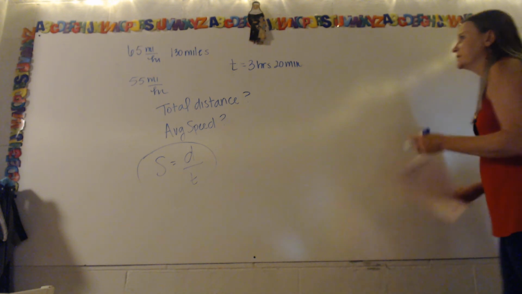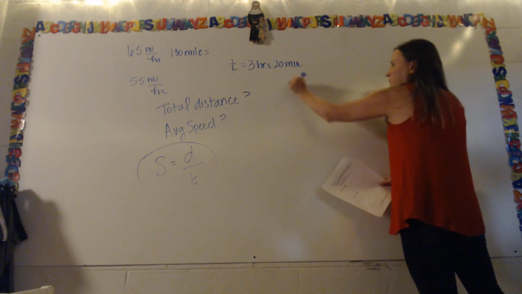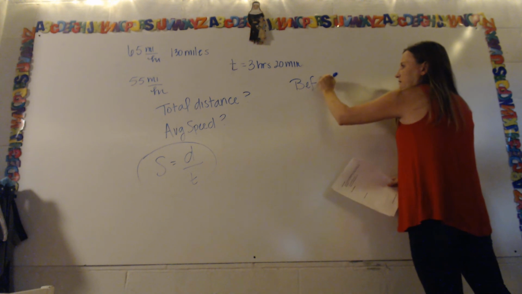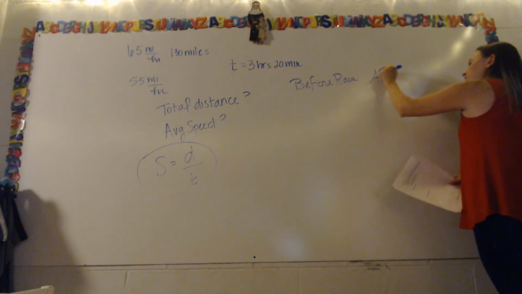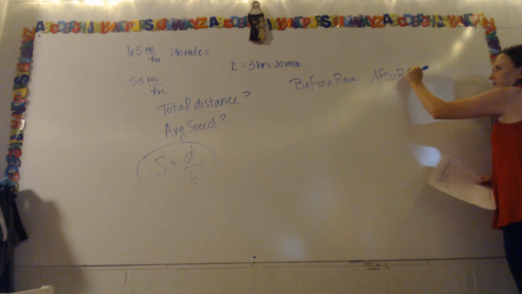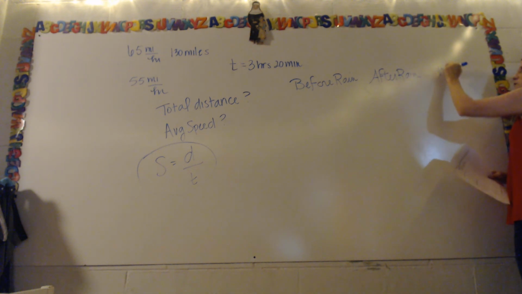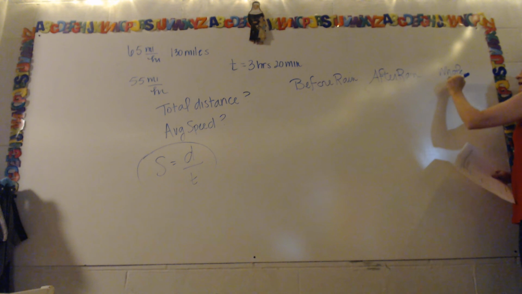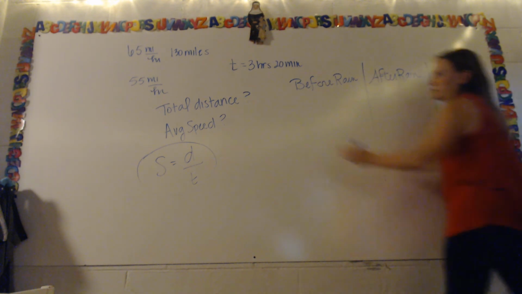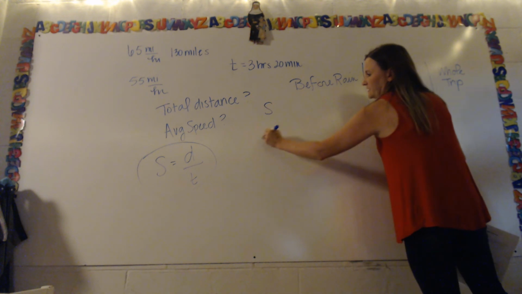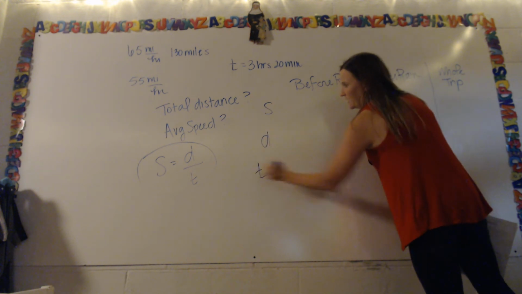So what I would do is split my quantities up into, I'm going to make a little table of it. Before rain, after rain, or when it's raining, whatever. And then let's look at the whole trip. And there's essentially 3 quantities we know about. We know about speed, distance, time, okay?